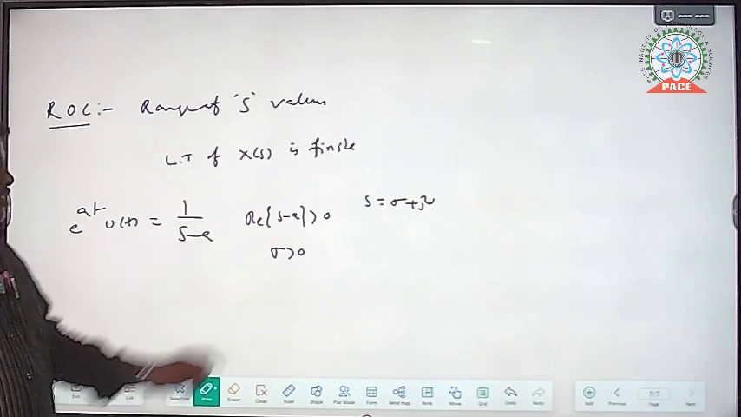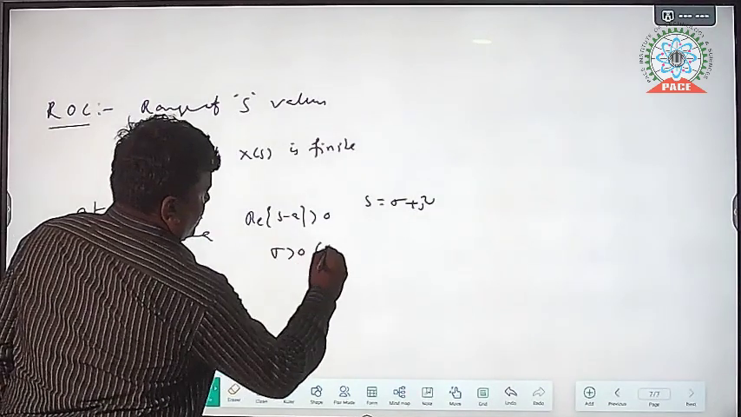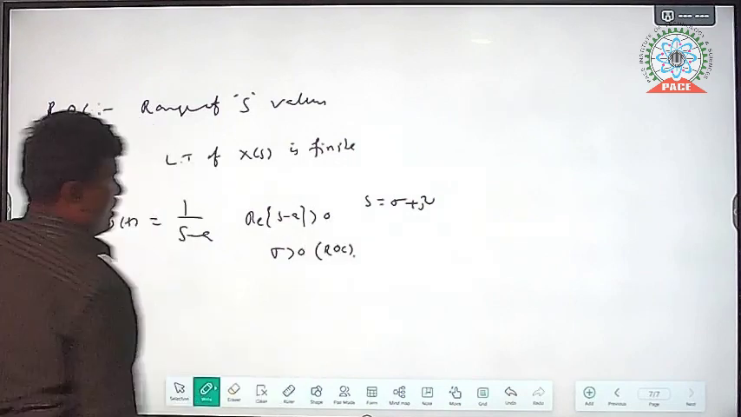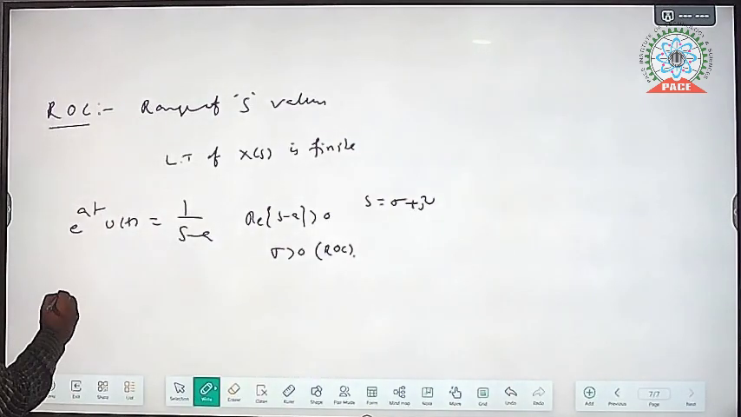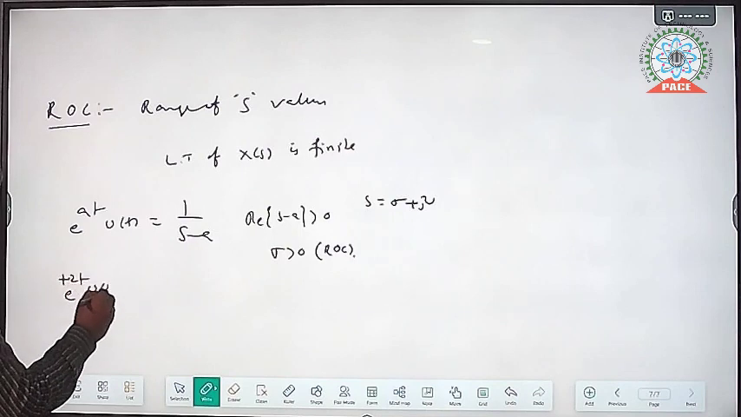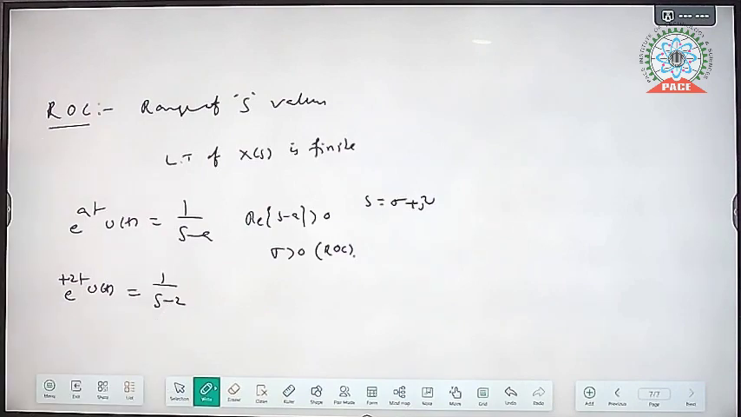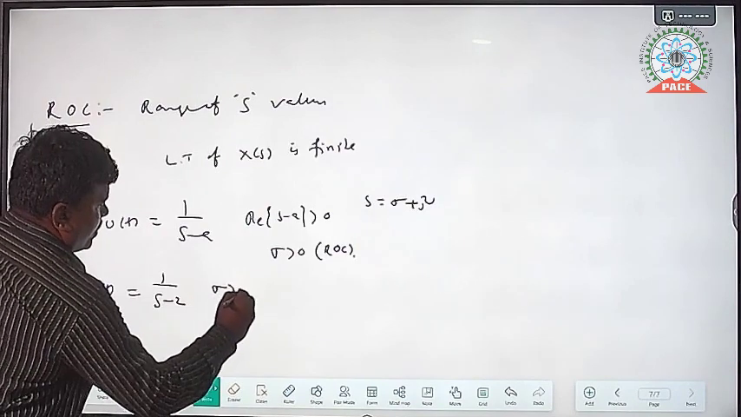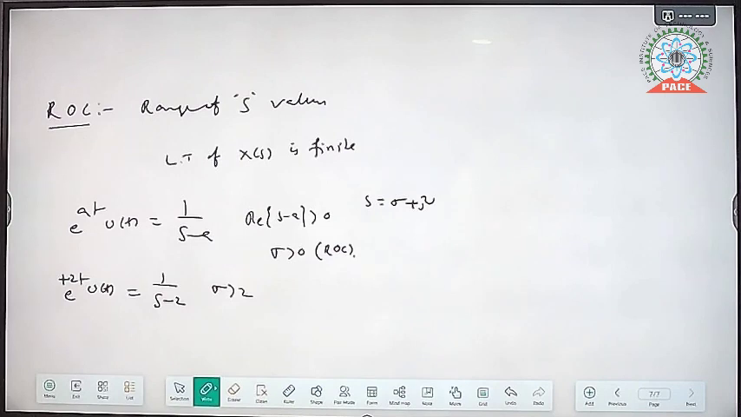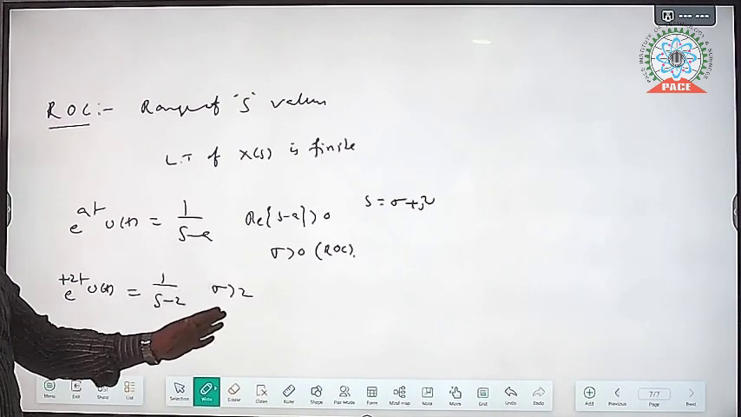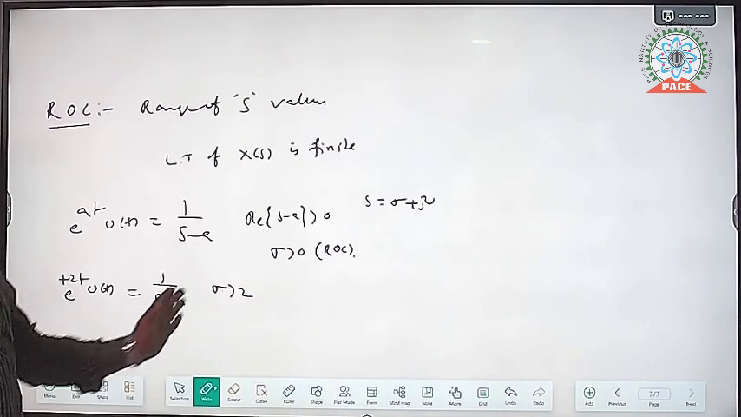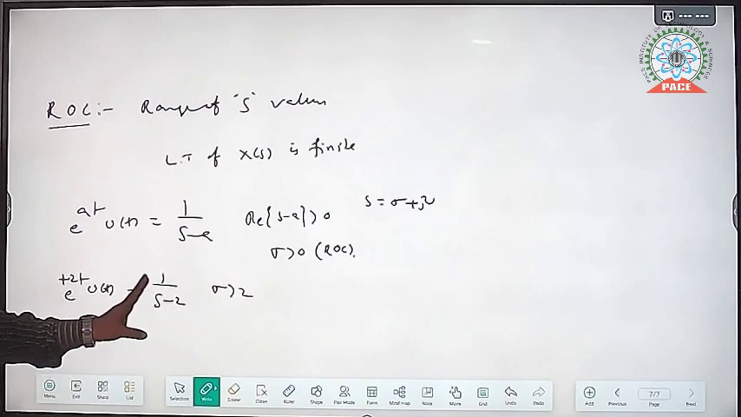In the same way, e power 2t u of t has the transform 1 by s minus 2. So sigma is greater than 0. The signal exists only when sigma is greater than 0. Suppose sigma is less than 2, then Dirichlet's first condition fails, the signal does not converge, the signal diverges. So this is the region of convergence.